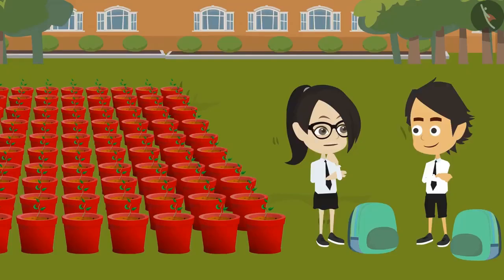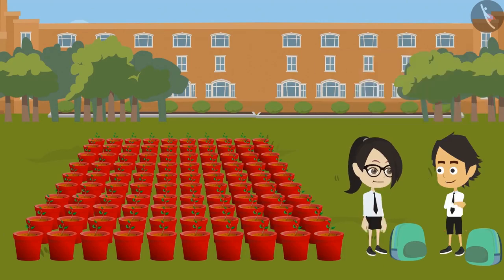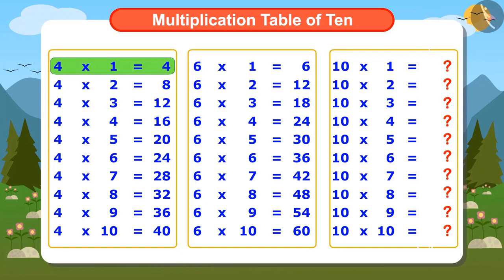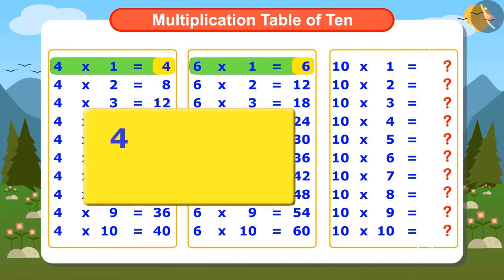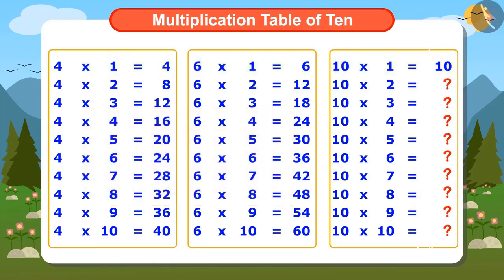So, which of these numbers will you use, Ayushman? I will find the multiplication table of 10 from the multiplication tables of 4 and 6 because both these numbers are neither very small nor very big. Okay, now you find the multiplication table of 10. The first number of the multiplication table of 4 is 4 and the first number of the multiplication table of 6 is 6. Adding 4 and 6 gives us the answer 10. This becomes the first number of the multiplication table of 10.